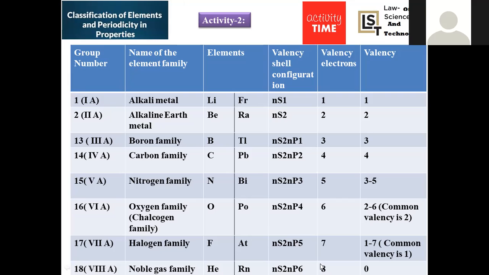Because of this 8, the name octet rule was given, because it is the completely filled state where you can find the highest stability. 8 electrons are observed in the valency or outermost shell. That's the reason why there is no tendency either to lose or accept electrons. That is denoted as valency 0. These elements are most commonly observed as zero valent in nature and monoatomic in nature.